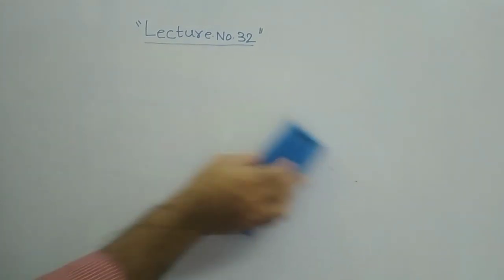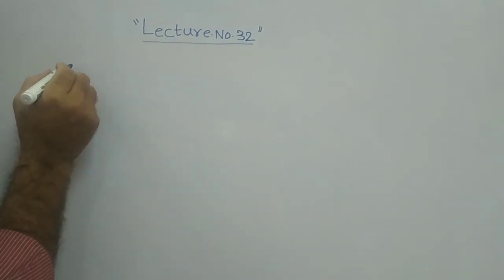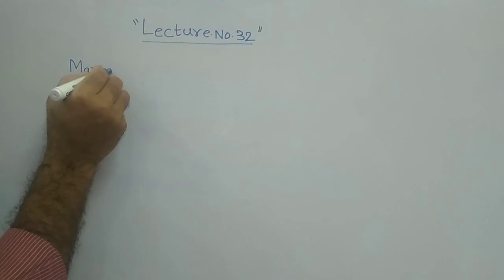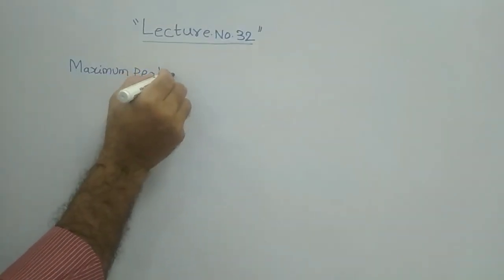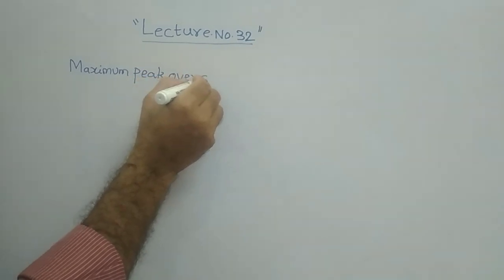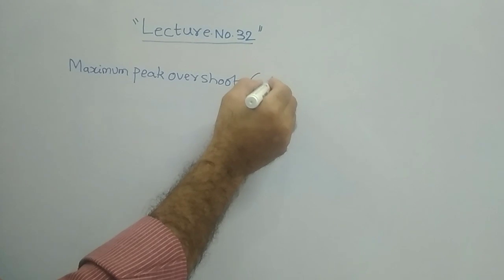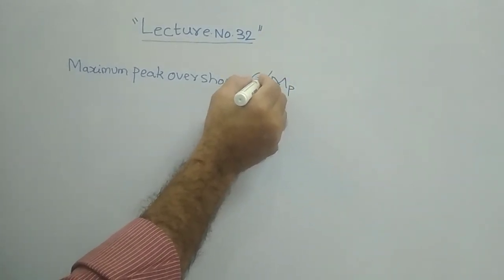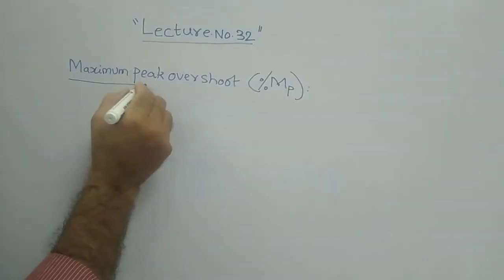Okay, we'll see today the maximum peak overshoot, and it is denoted by the letter capital M suffix P, and it is calculated in terms of percentage. Okay, maximum peak overshoot.